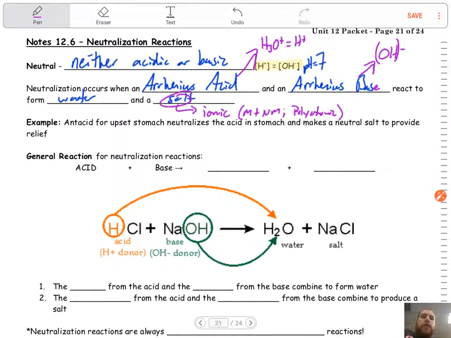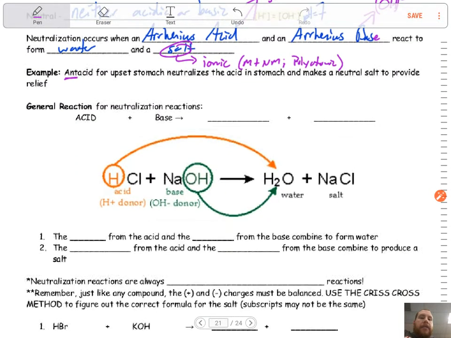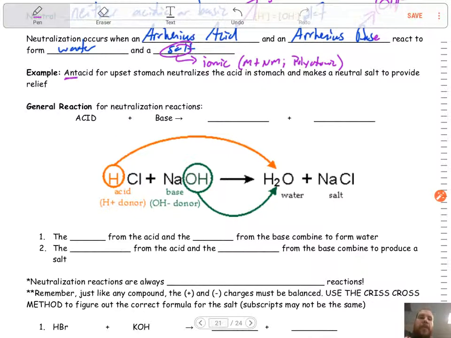An example of a neutralization reaction is antacids. The name says it all, anti-acids. It's trying to neutralize the acids that are in your stomach, so they take a neutral salt to provide relief. For the general reaction, you may have to predict products. We've done that a lot this year, but it can't hurt to keep going over it because I know a lot of us struggle with it. So an acid plus a base produces water and a salt. Again, salt is just an ionic compound. I'm writing it over and over to drive that home because a lot of us forget that.